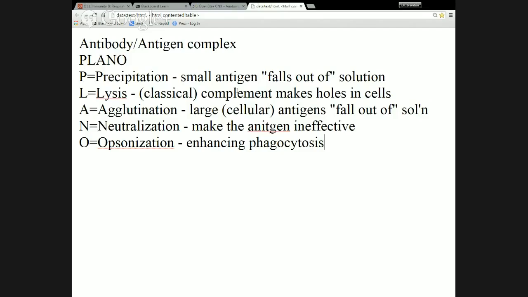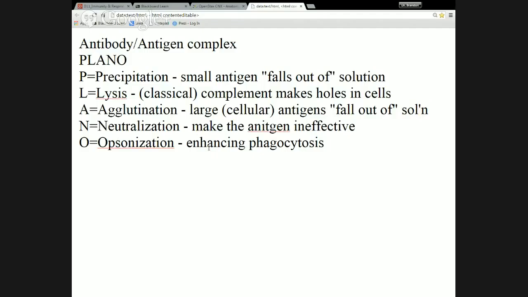When bacteria are lysed by complement, then phagocytes come along and gobble up the debris. When large cellular antigens are agglutinated, then phagocytes come along and gobble them up and get rid of them. When antigens are neutralized, then they're going to be cleared away by phagocytes coming along to gobble them up. So all four of the other things end in phagocytosis because the antibodies that are bound to things enhance that phagocytosis. But it's possible that opsonization can be the only thing that happens, okay?